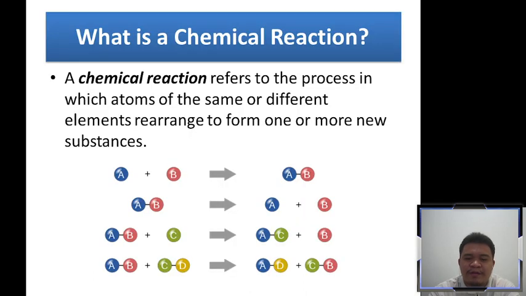Okay, then another thing is that we have to know what is a chemical reaction. So when you speak of chemical reactions, they are referred to as the process in which atoms of the same or different elements rearrange to form one or more new substances. So they may react with one or two atoms of the same element or one or two atoms of different elements. So they rearrange their compositions in order to form one or more new substances. So that's what a chemical reaction is all about.